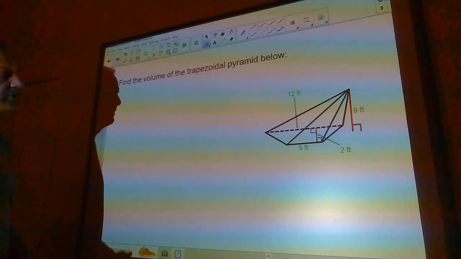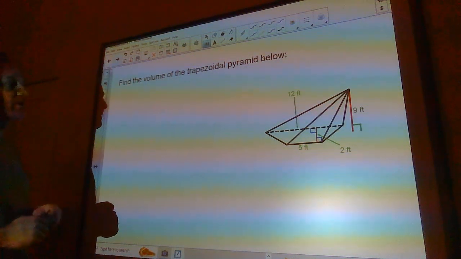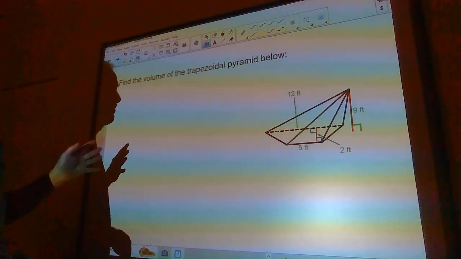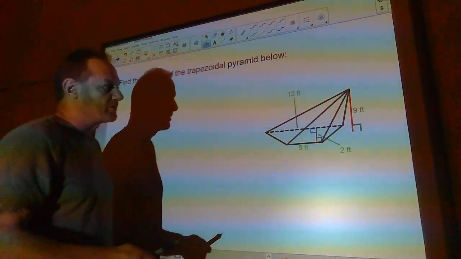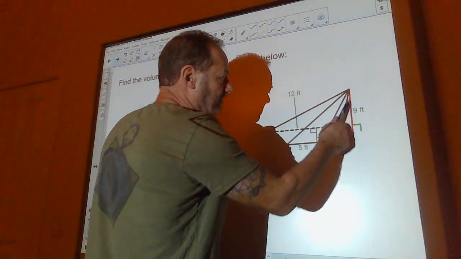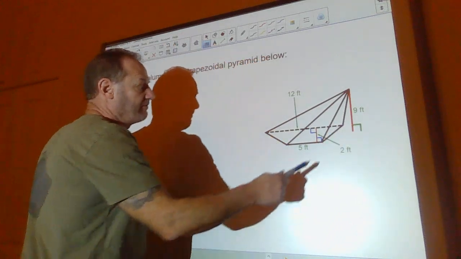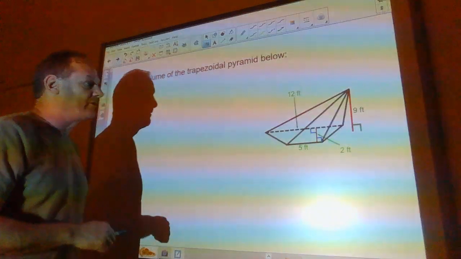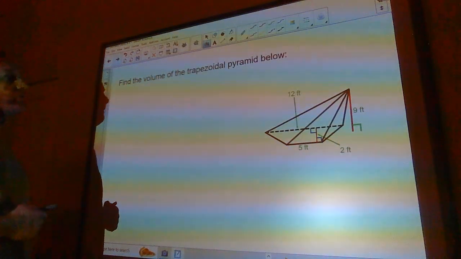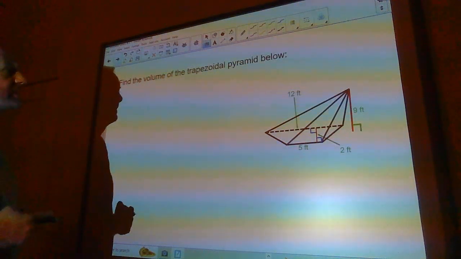Okay, here's another one you can try. Now, this one is an oblique pyramid. Same formula, though. Just got to make sure you use the right height, and there's only one height shown on here anyway, so that should be pretty easy. This is 9. You can find the altitude by looking for the perpendicular 90-degree angle there. So go ahead and try this and then jump back on and see how you did.